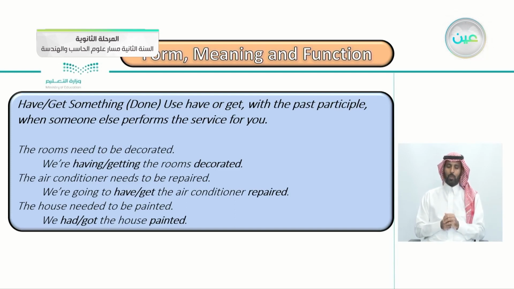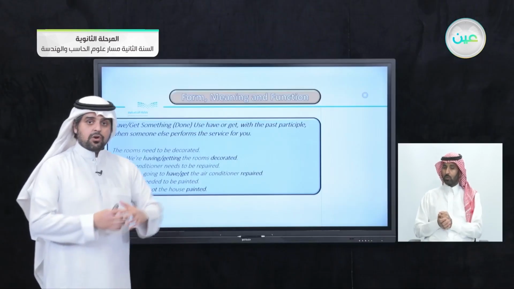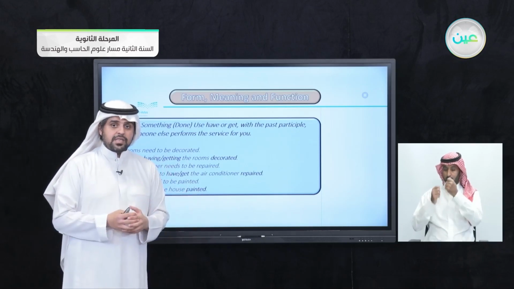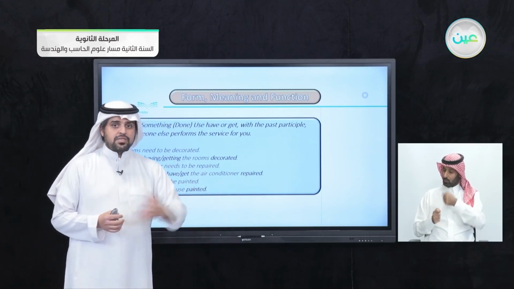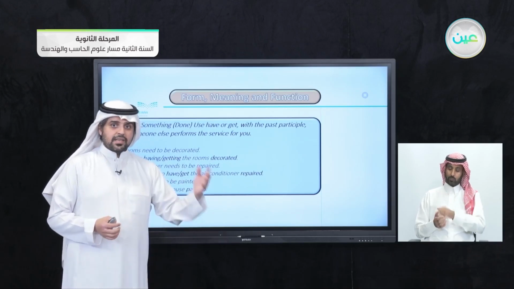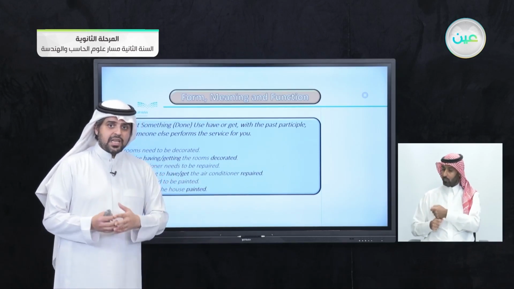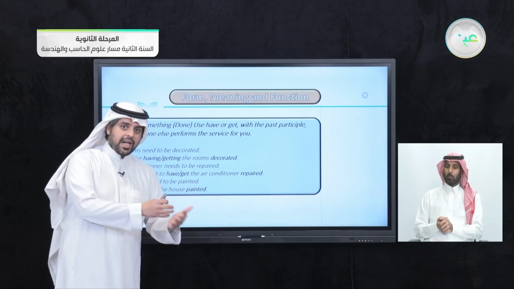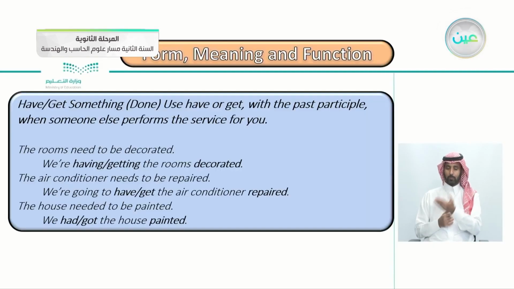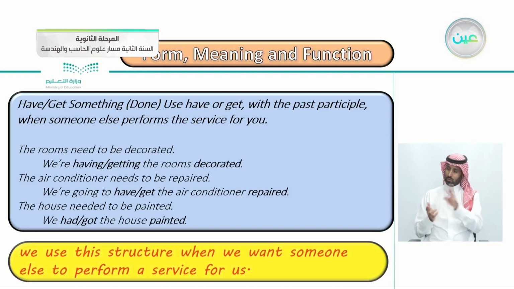The house needed to be painted. Needed, past tense here. You say we had or got the house painted. When you say we had the house painted or we got the house painted, it means that you got someone else to do the service for you. Some workers came and painted the house. You say I had the house or I got the house painted. So we use this structure, have or get something done, when someone else is performing the service for you.